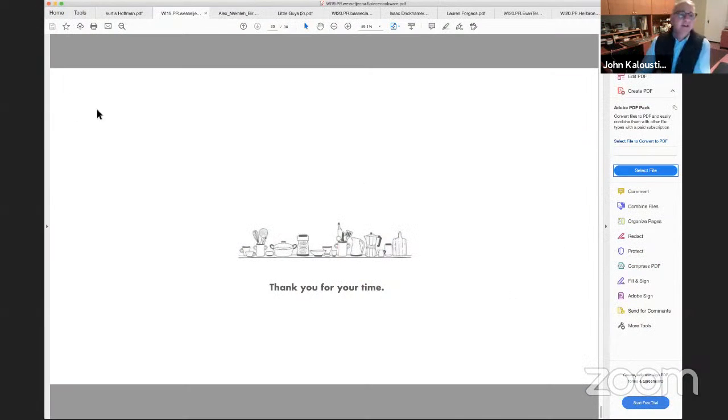I'm going to share one more page here. Let's see here. One moment. I think I got the right one. We'll see. Okay, back to our presentations.